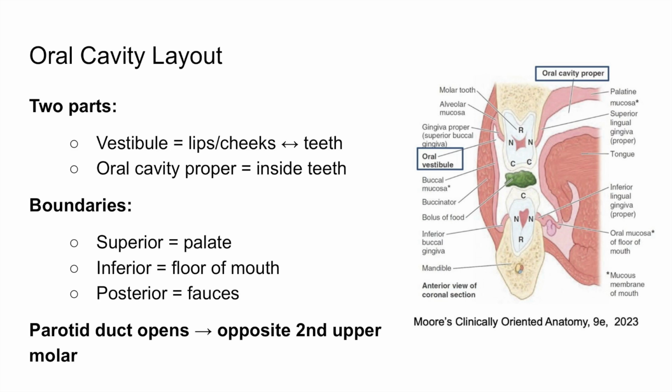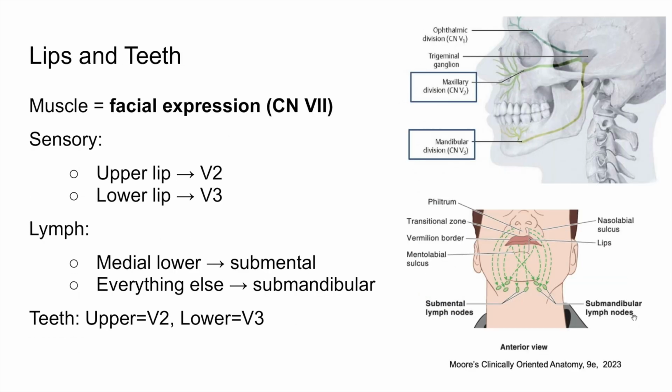So there you go. All right, so again, this is one of those slides that's going to be testing on separating motor, sensory, and lymph, clearly. So we're going to start with the muscle, right? The lips are controlled by muscles of facial expression, so all movement, smiling, puckering, closing the mouth, is going to be cranial nerve 7, right? Facial expression. If the lips don't move, you want to be thinking facial nerve issues.